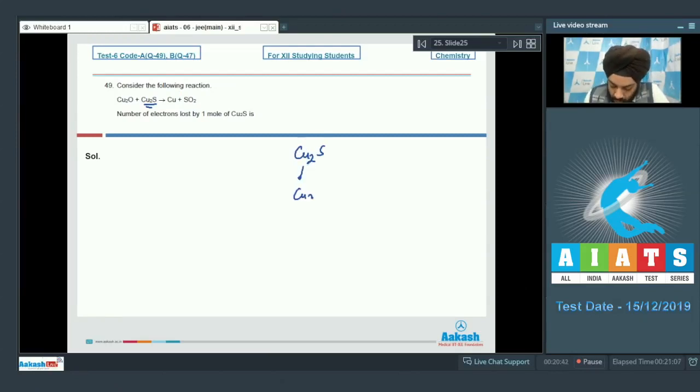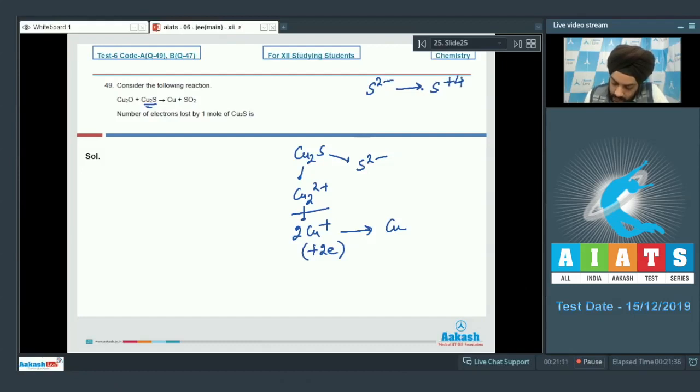so it contains Cu2 2+ and it contains S2-. So the Cu2 2+, or it can be written as 2Cu+. So this 2Cu+ is getting converted into Cu. So it must mean that there is an addition of 2 electrons to the copper plus 1 ions. And if you talk about the sulfide ions, students, this sulfide ions is converted into SO2. So S2- is getting converted into S+4. So there is a loss of 6 electrons.